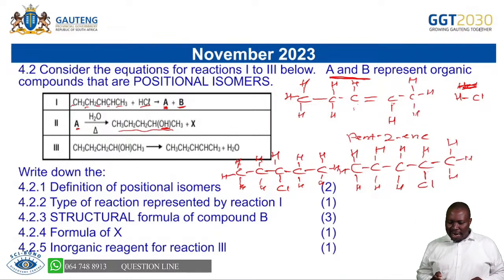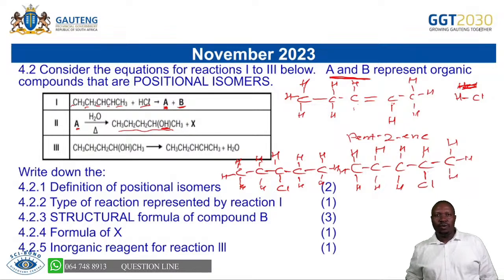Now we're going to take the product that is formed in reaction 2. It's going to undergo another reaction again. We're going to eliminate, which is dehydration. We're going to remove water and it undergoes the reaction.